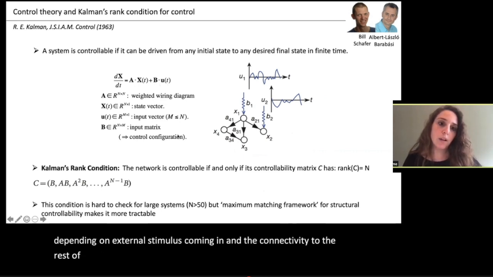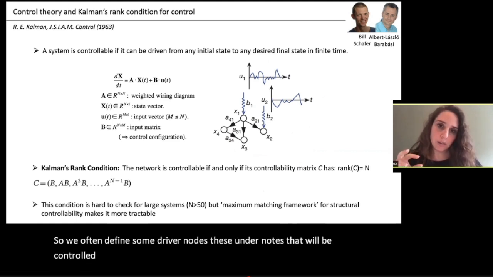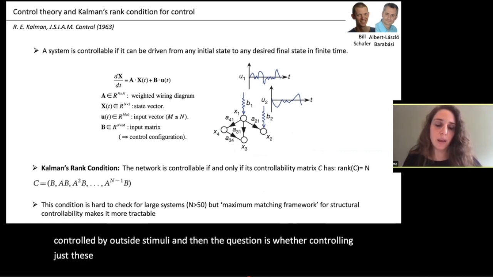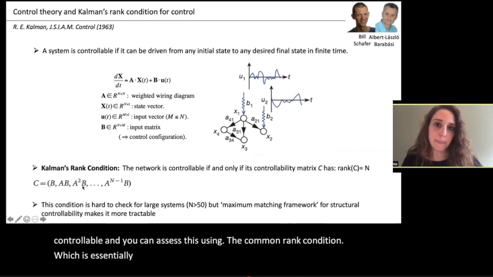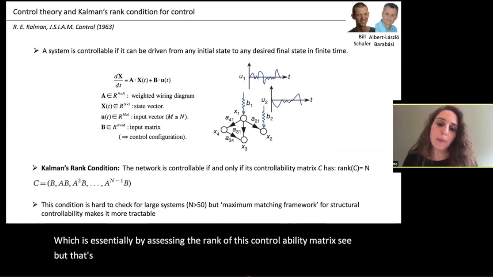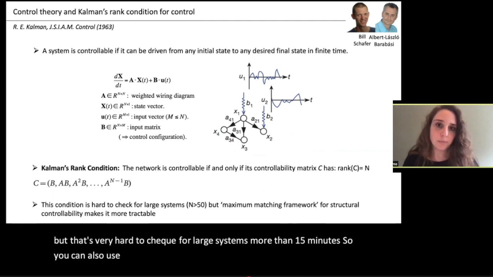So we often define some driver nodes. These are the nodes that will be controlled by outside stimuli. And then the question is whether controlling just these driver nodes is enough to make the entire system controllable. And you can assess this using the Kalman rank condition, which is essentially by assessing the rank of this controllability matrix C. But that's very hard to check for large systems, more than 50 nodes. So you can also use the maximum matching framework, which makes it more tractable.